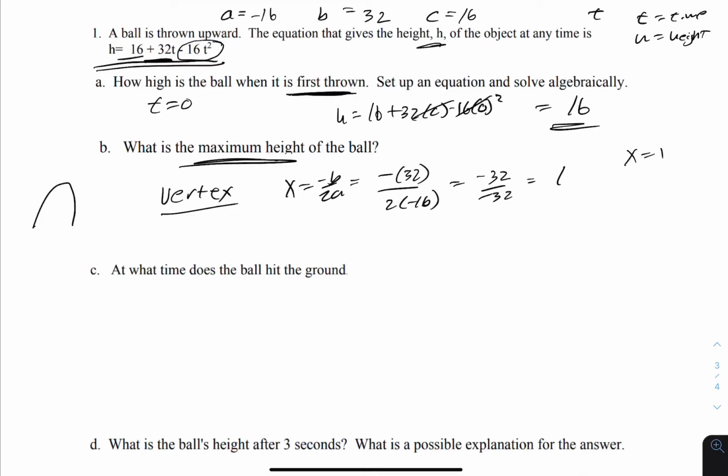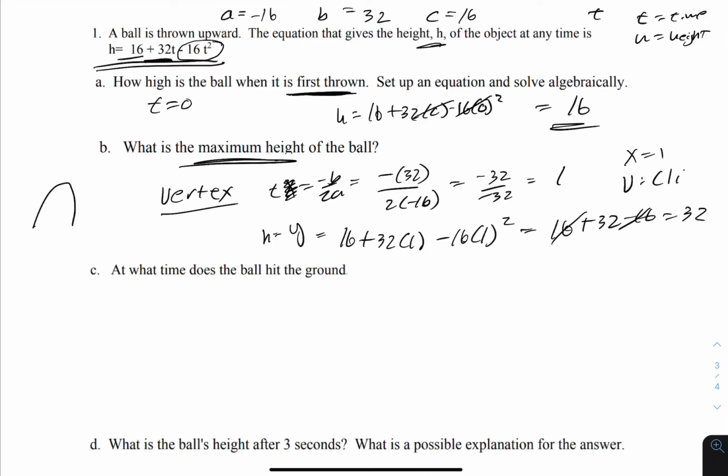How do you find the y? You plug it in. In this case it wouldn't be x, it would be t and h, but same concept. So plug it in: 16 plus 32 times 1 minus 16 times 1 squared. So I get 16 plus 32 minus 16. Well, those are going to cancel, so I just get 32. So my vertex is (1, 32).